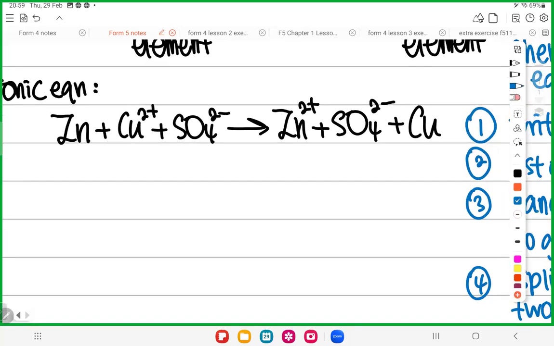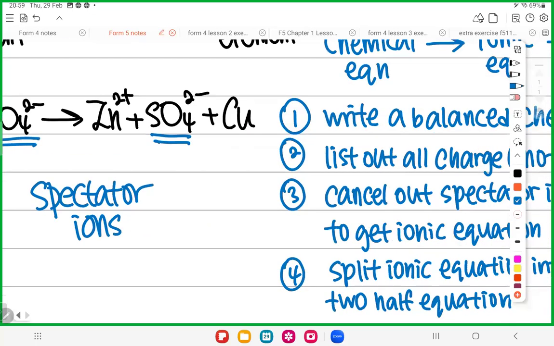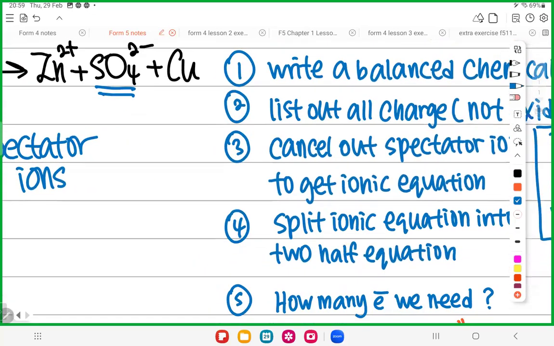So in this case, are there any spectator ion there? Yep. SO4 is our spectator ion. True or not? SO4, the charge didn't change at all. On the left-hand side, SO4 is 2 minus. On the right-hand side, SO4 is still 2 minus. So the SO4, in this case, is spectator ion. So spectator ion, what do we do? Cancel out.